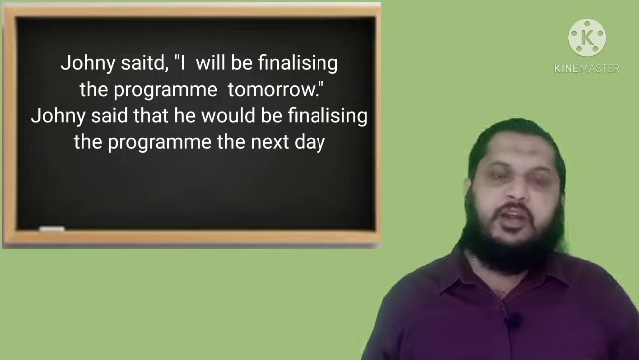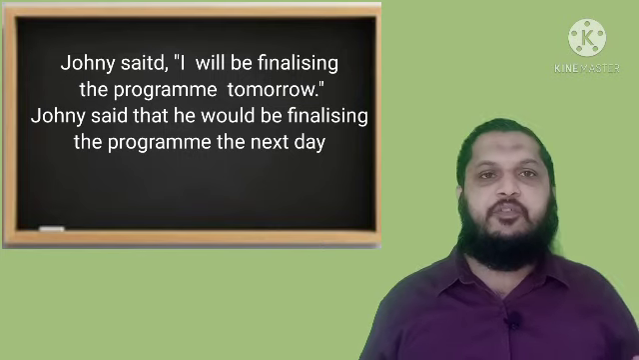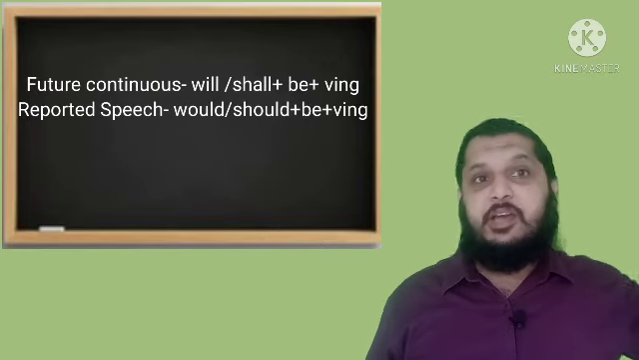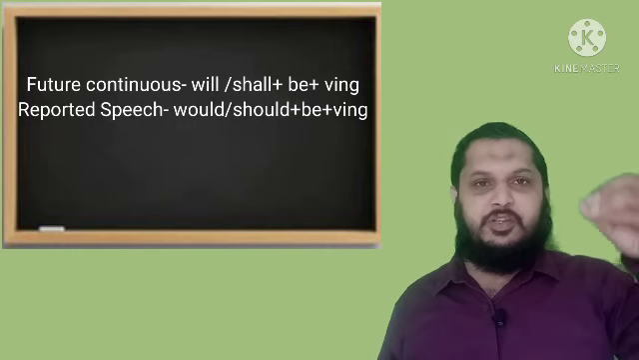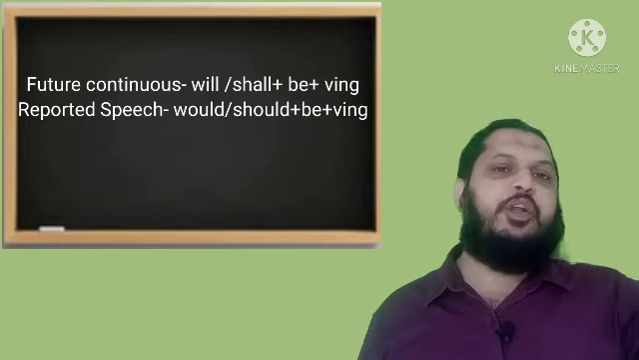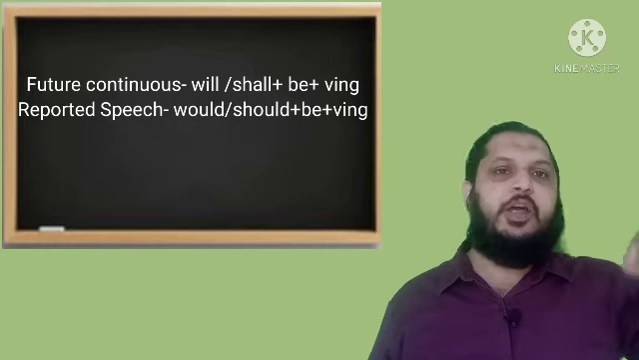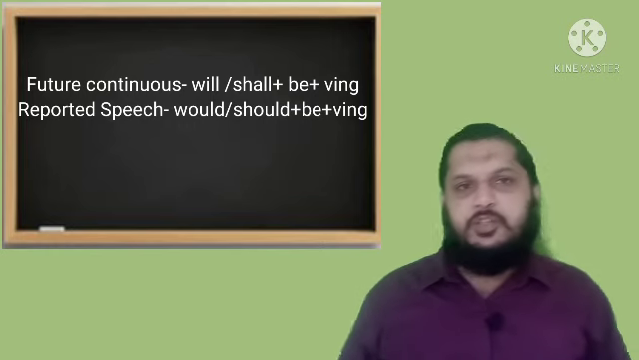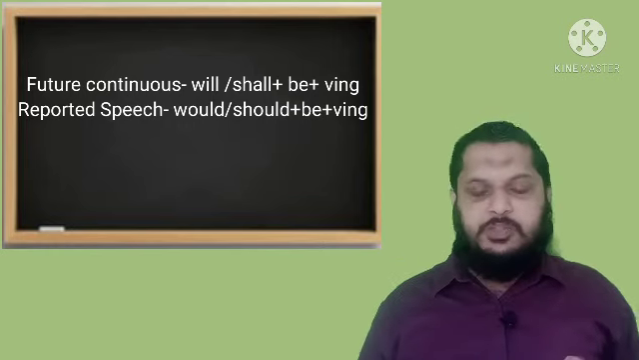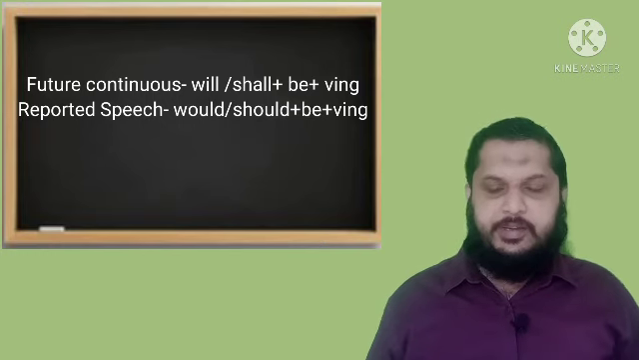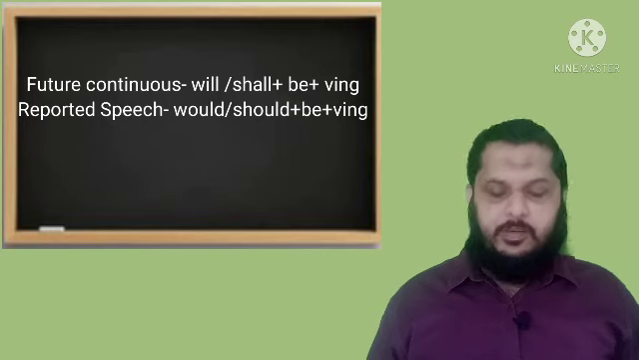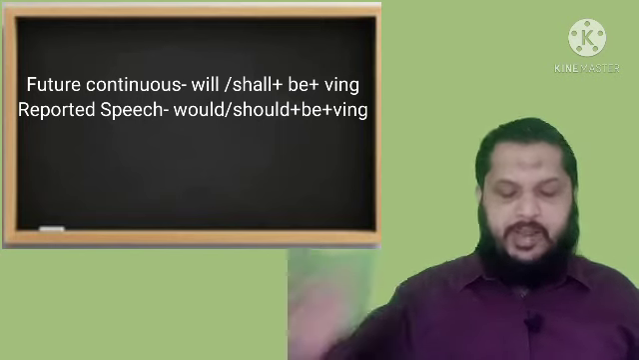Future continuous, we have already learned the form of the verb: will or shall plus be plus ing. When you change it from direct to indirect, instead of will, we use would, and if it is shall, we use should plus be plus ing. So you have to remember all these rules that will help you to change from direct to indirect. Hope these are clear. Now, rule number 8.